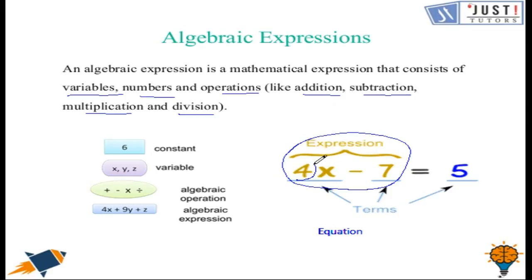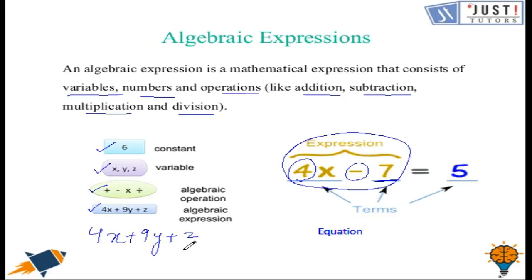In this expression, this is called the coefficient. It is a constant, but because it is multiplied by a variable, it is the coefficient of the variable. This is a constant, this is an operation, and they all are known as terms. Let's have a quick view. Constants are the terms which have their own fixed values. Variables are the letters we use for missing values. Here we have the algebraic expression 4x plus 9y plus z.